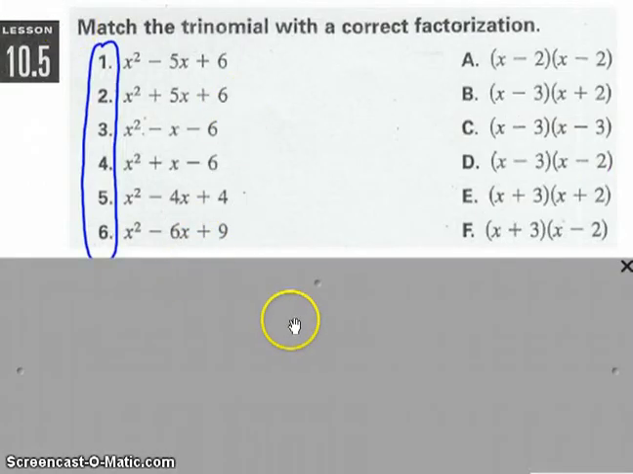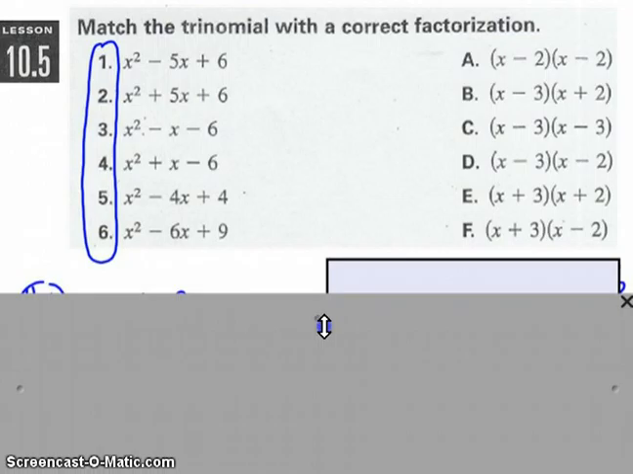Then you were supposed to match a trinomial with a factorization. I don't really do all 6, because I don't want to give away some of them and tell you you only have to pay attention to some of these. So I'm going to do 3 and leave you to do the other 3.